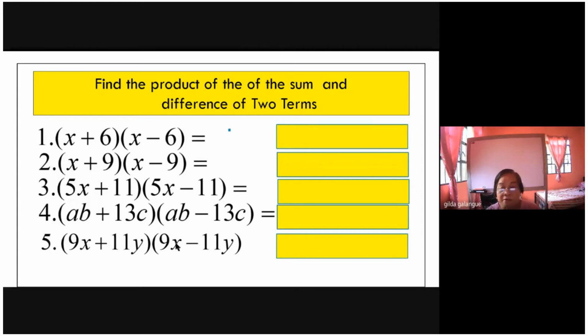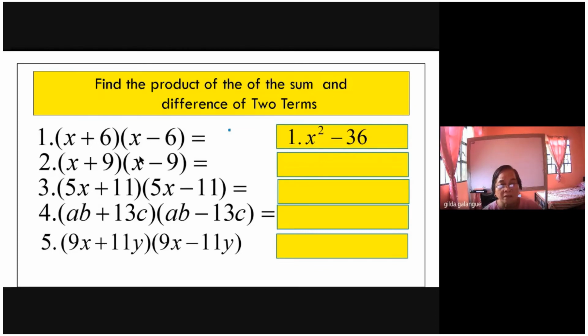All right, we'll answer it now. What is the answer to the first number? The rule states that square the first term minus the square of the second term, or just multiply the first term by the first term and the last term by the last term. The first term by the first term and the last term by the last term. So we have the first number. The first number is x squared minus 36.